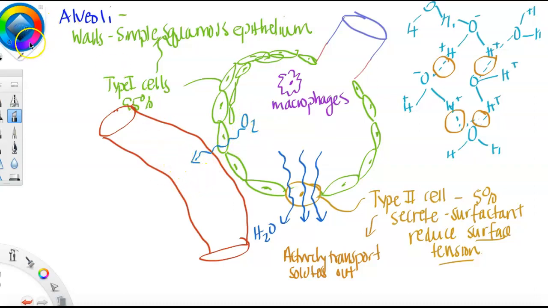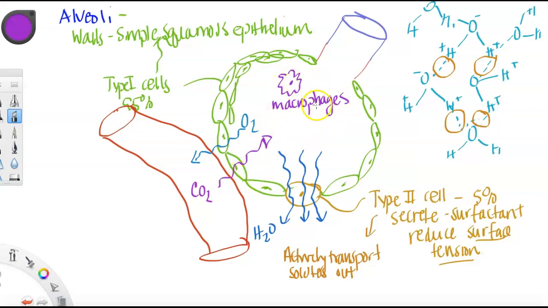The CO2 is being carried in from the tissues, and so CO2 in the lung is going to be low, so the CO2 is going to diffuse into the alveoli. Okay, it's going to be high here, low there. It's just diffusion. So that's basically how gas exchange occurs here.